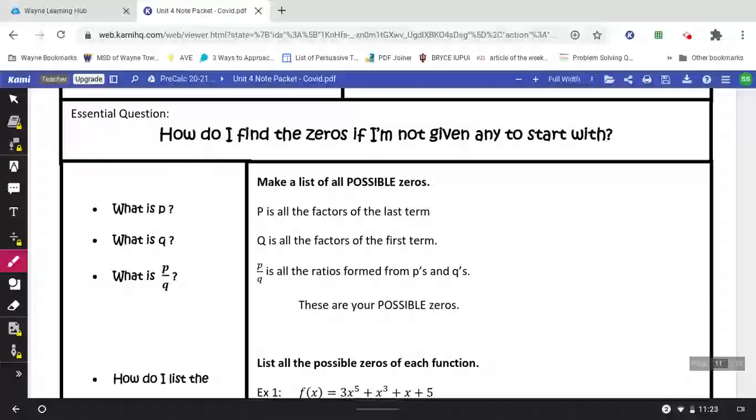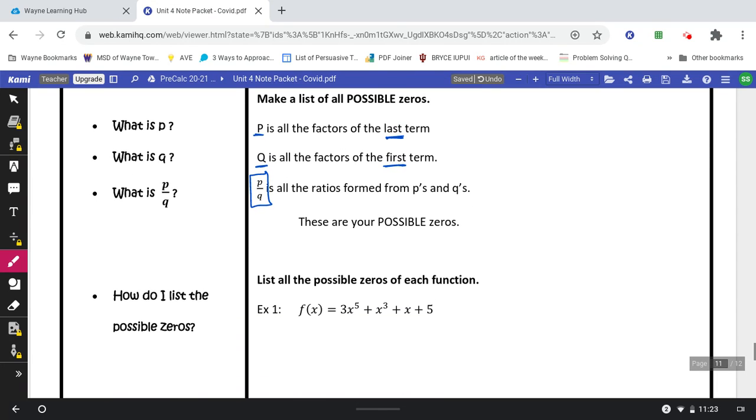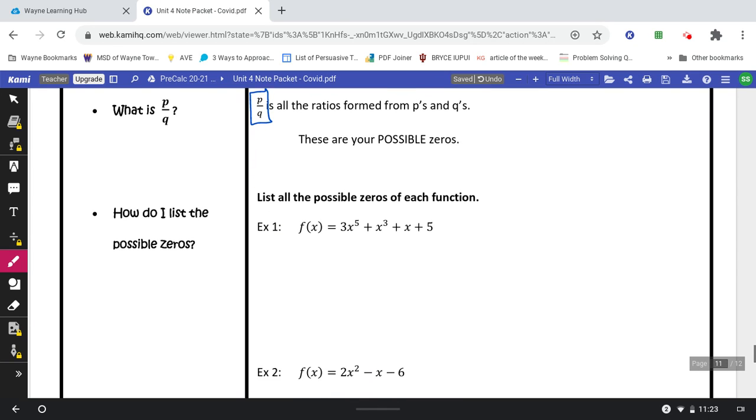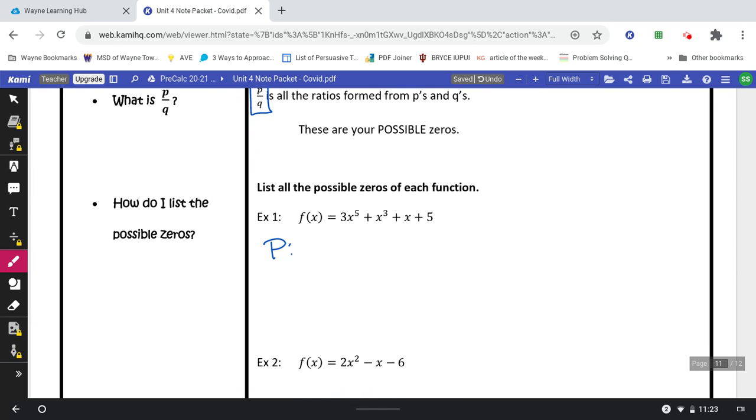So you've got p's, which is the last term, and q's, which is the first term. And then we're going to write them as fractions, p's over q's. So the first thing we're going to do is just practice writing out the list of p's and q's. You're going to start by making the list of p's, all the numbers that multiply to make 5. That would be 1 times 5, as well as -1 times -5. So we'll just write them as plus and minus 1, plus and minus 5.